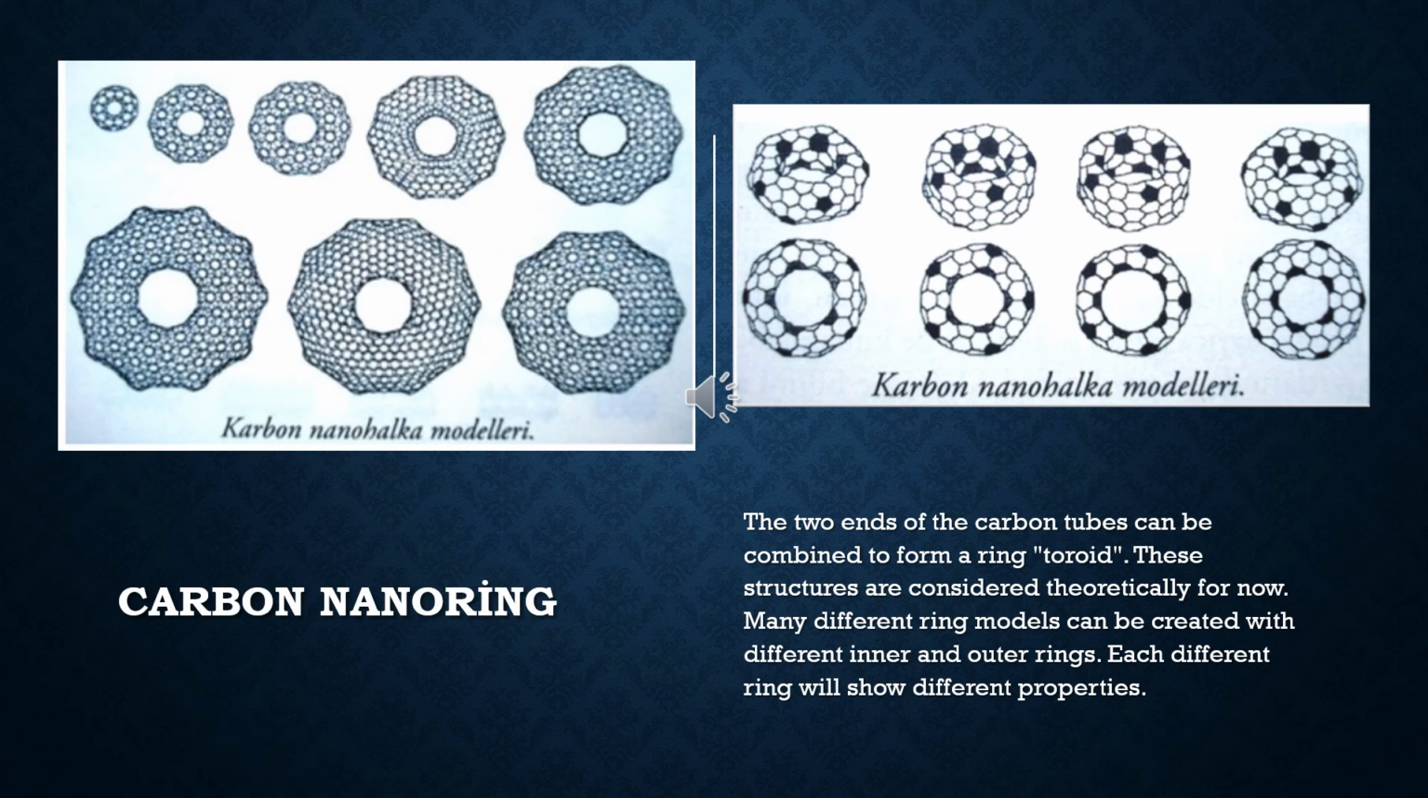Carbon nanoring. The two ends of the carbon tubes can be combined to form a ring toroid. These structures are considered theoretically for now. Many different ring models can be created with different inner and outer rings. Each different ring will show different properties.